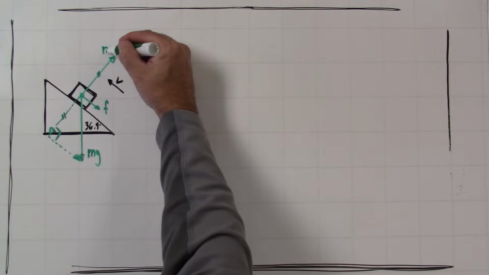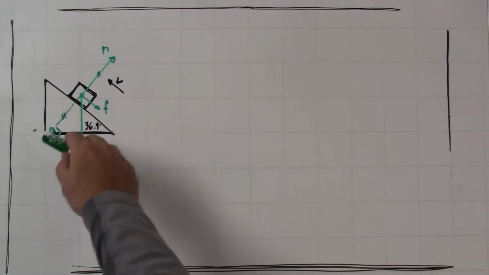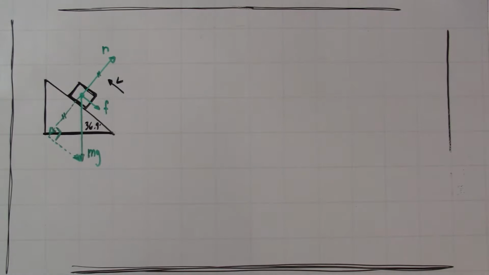And this one, of course, again, is the normal force. So we have three forces this time. We have the earth pulling it down, its components into and down the ramp, the friction, which is down the ramp, and the normal force, which is perpendicular.